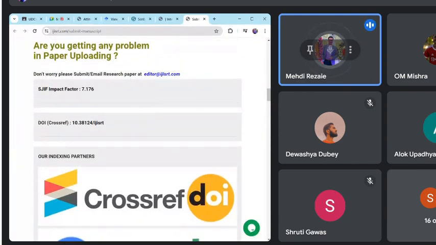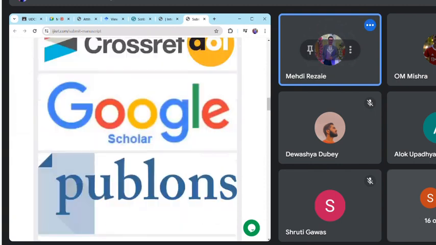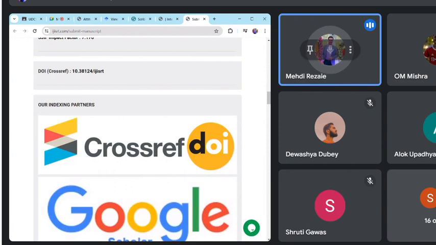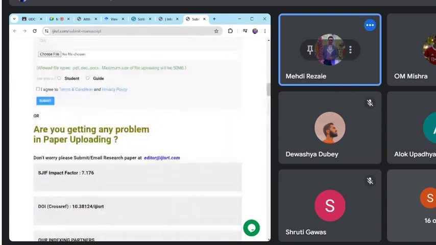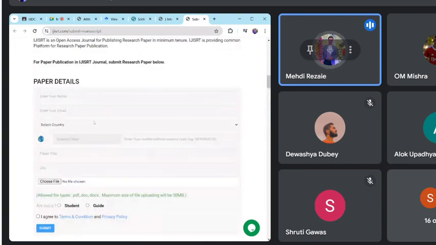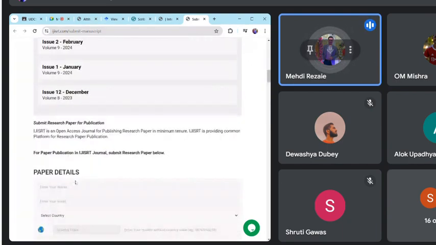Yeah. So impact factor, this actually specifies how known or how powerful this journal is. A journal which is above 5 impact factor is considered good. Okay, which are their indexing partners, that is also given here. Okay, these are the paper details that you can add.